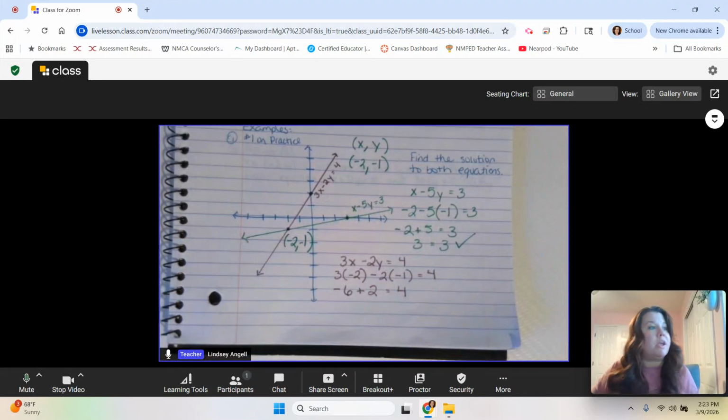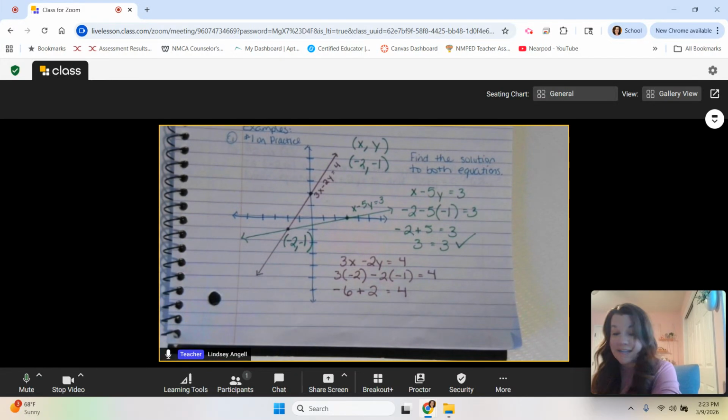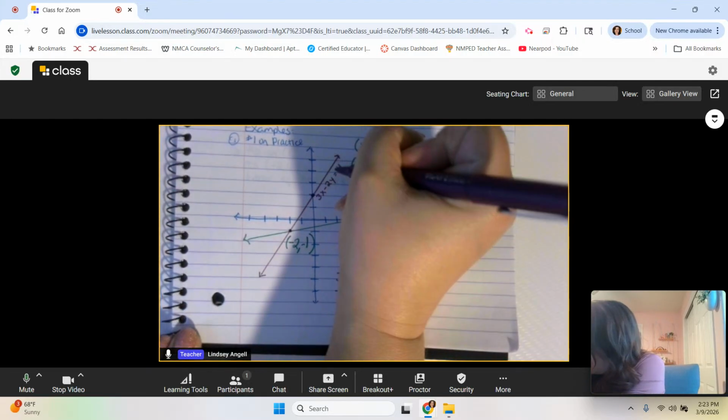Equals 4. And I'm worried now that I wrote this down wrong. So I was about to freak out. This should be a negative 4.